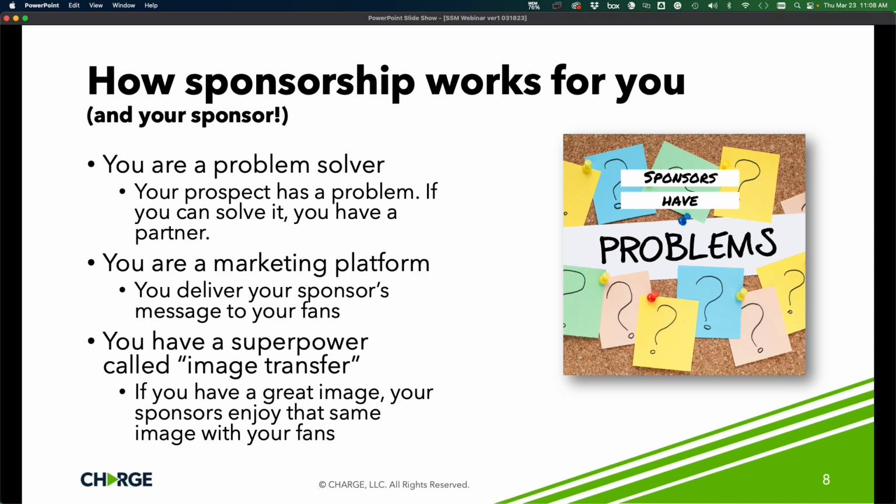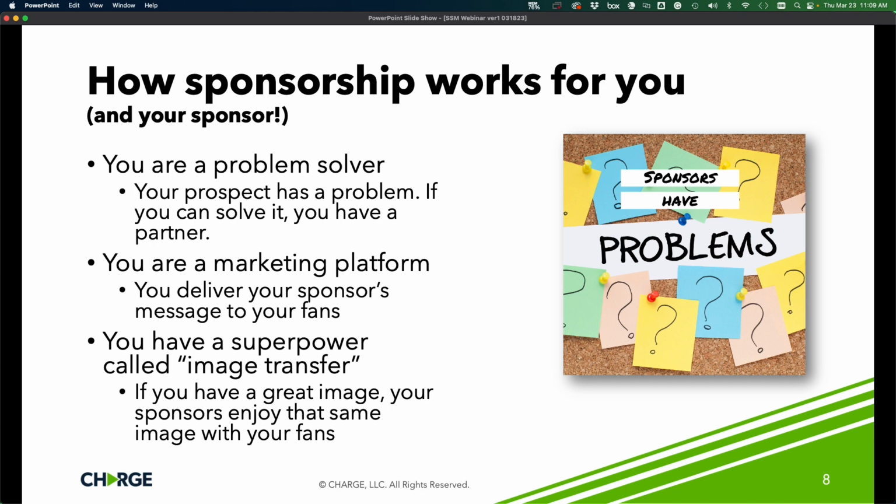Now, a sponsor has business challenges. They're looking to sell more product. They're looking to sell services. They're looking to improve their image. They're looking to create brand awareness for themselves. All of them have a unique challenge in business that they're looking to solve. Usually, the solutions are found through marketing. So your prospect has a problem. If you can solve it through sponsorship, then you have a partner.